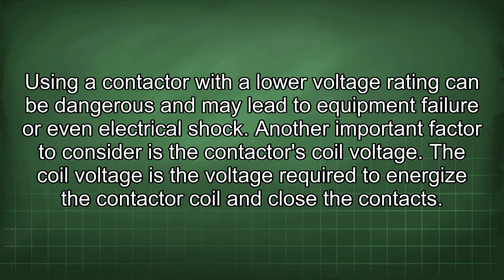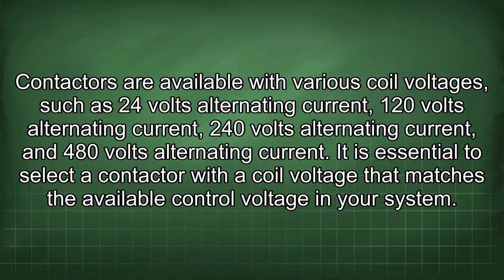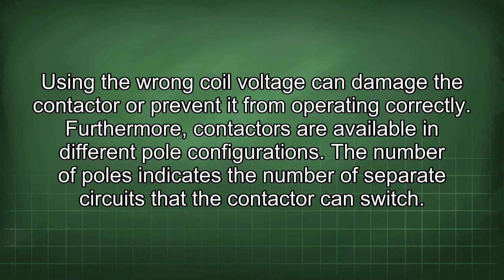Another important factor to consider is the contactor's coil voltage. The coil voltage is the voltage required to energize the contactor coil and close the contacts. Contactors are available with various coil voltages such as 24 volts alternating current, 120 volts alternating current, 240 volts alternating current, and 480 volts alternating current. It is essential to select a contactor with a coil voltage that matches the available control voltage in your system. Using the wrong coil voltage can damage the contactor or prevent it from operating correctly.